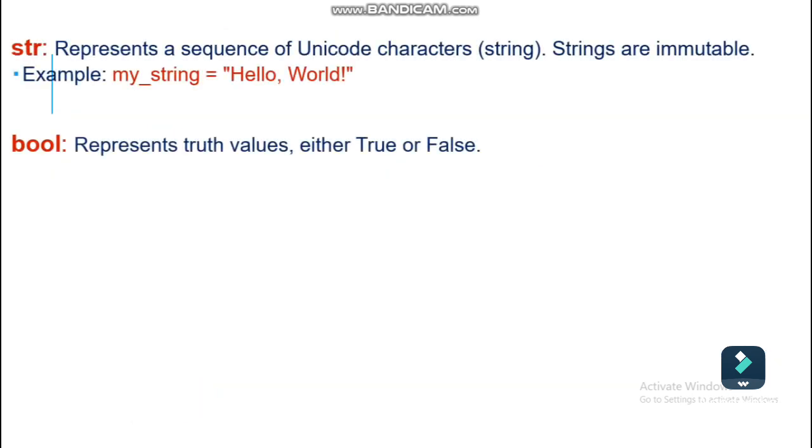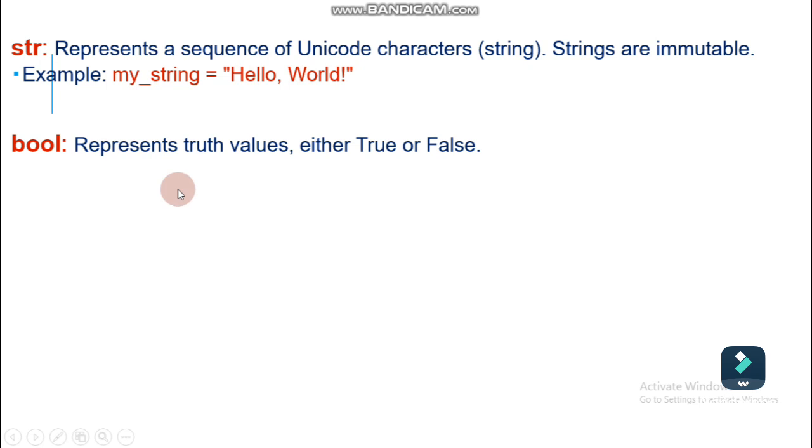Okay. Next, string. So str represents a sequence of Unicode characters, meaning a group of characters. Strings are immutable, which means we cannot change them once assigned. Example, my_string is a variable. I assigned "hello world". The group of characters I place inside double quotes, or we can place them inside single quotes. In Python, double quote and single quote are both the same. Okay, so this is a string.